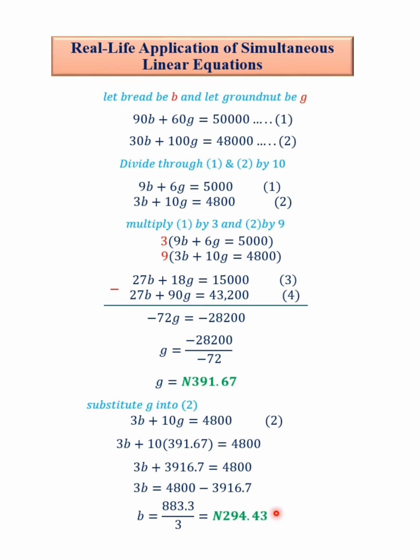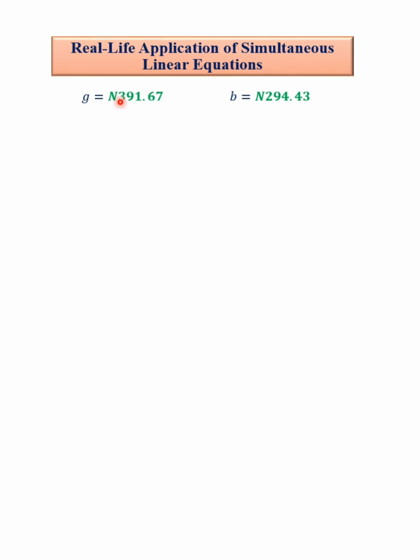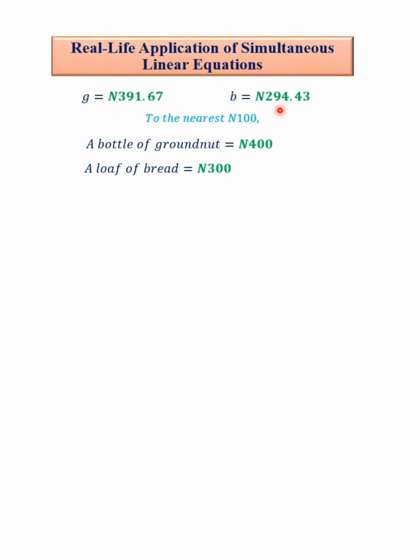So you can see that with mathematics, we've been able to tell how much a bottle of groundnut will cost and how much a loaf of bread will cost. Let's look at this on the next page. Because we can't really get these values of money nowadays, we need to round off. Feel free to round off to the nearest 100. To the nearest 100, a bottle of groundnut can sell for 400 naira, while a loaf of bread can sell for 300 naira.